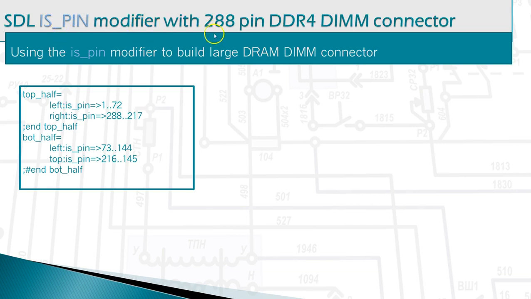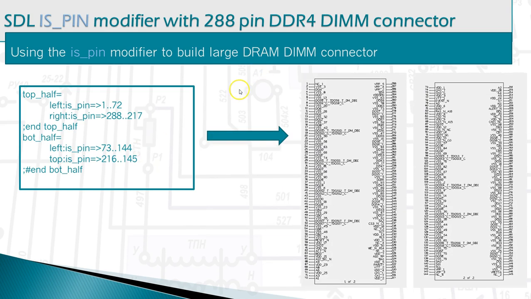The SDL IsPin modifier can also be used to create connectors, using the IsPin modifier to draw a large DRAM connector. So this is all the SDL it takes to draw a connector with 288 pins. On the left we're going to put pins 1 to 72, on the right we're going to put pins 288 to 217, and that's the top half symbol. The bottom half we're going to put 73 to 144 and 216 to 145.